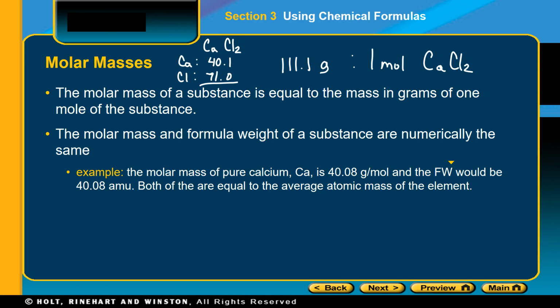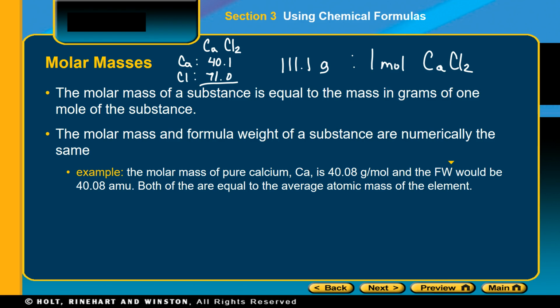So if I was asking for the molar mass of pure calcium, I would say it's 40.08 grams per mole, or 40.1 grams per mole. If I was asking for the formula weight for it, I would say it's 40.08 AMU, atomic mass units. So the mass of it, formula weight or molar mass, is equal to the average atomic mass of the element. So we're going to use the periodic table.